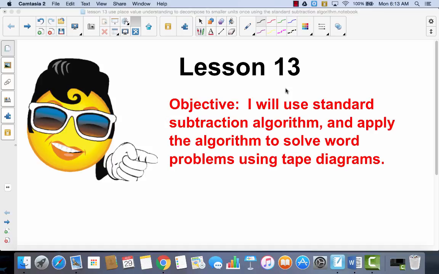Lesson 13: I will use the standard subtraction algorithm and apply the algorithm to solve word problems using tape diagrams. So we learned in Zern that sometimes whenever we're trying to subtract, we have to unbundle. So we're going to practice a little bit of that unbundling today when we use the standard subtraction algorithm.